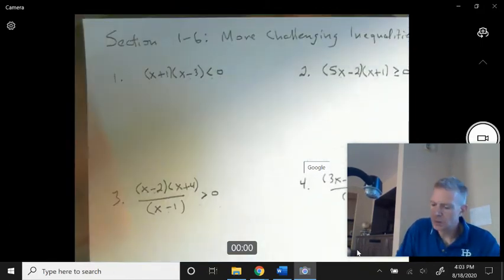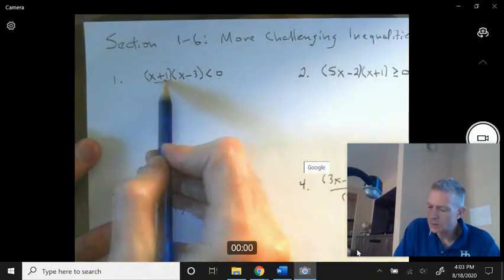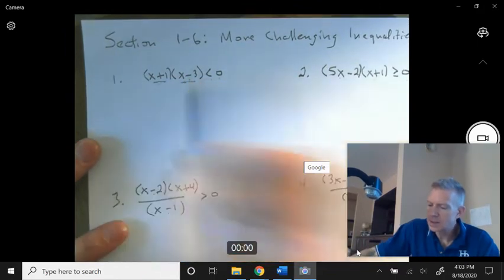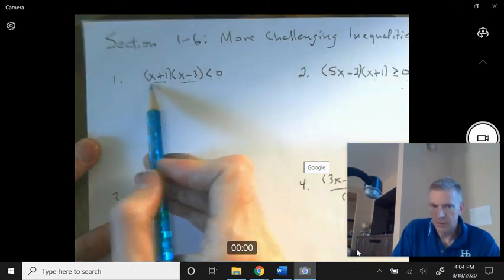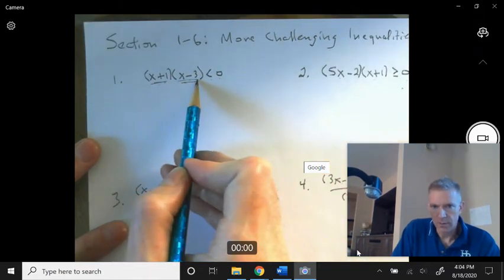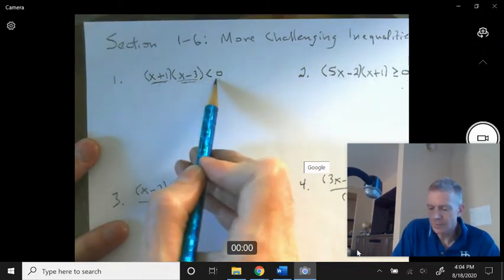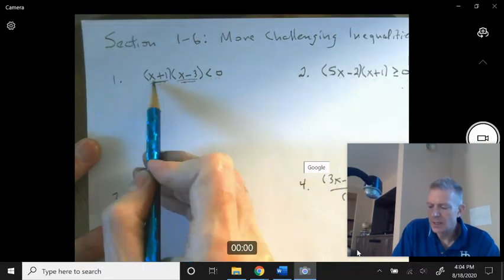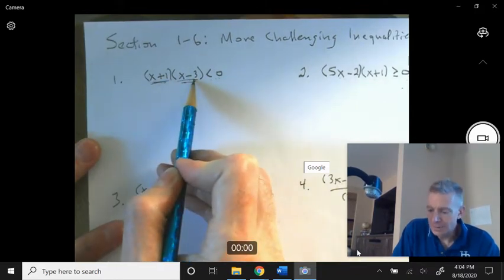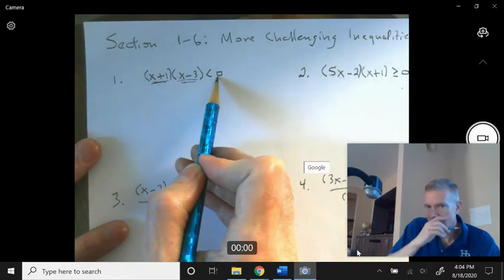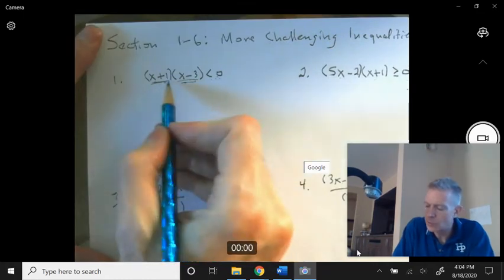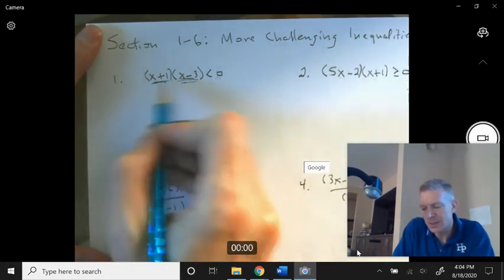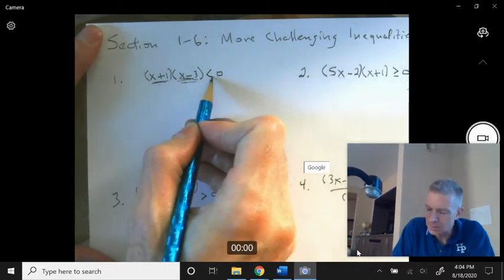Now, the reason this works is because we know we've got this quantity and this quantity. We know this quantity has to be less than zero. We don't know if this is positive or negative, and we don't know if this is positive or negative. But we know if they're both positive, we get a positive, and that won't be less than zero. If they're both negative, we get a positive, and that won't be less than zero. So what we're going to do is make a chart. We want to know when this product is negative, because when this product is negative, we know we're going to get something less than zero.